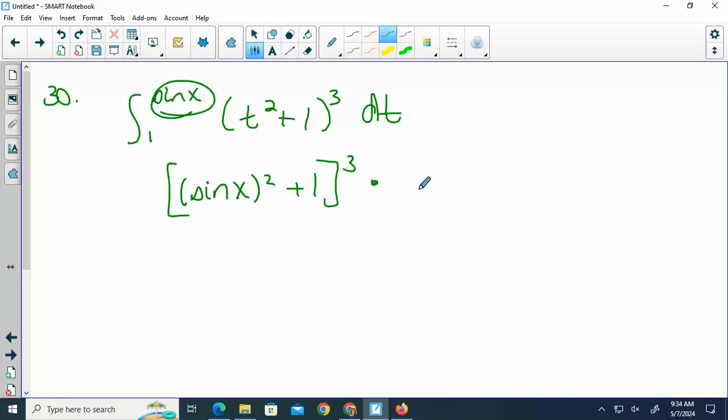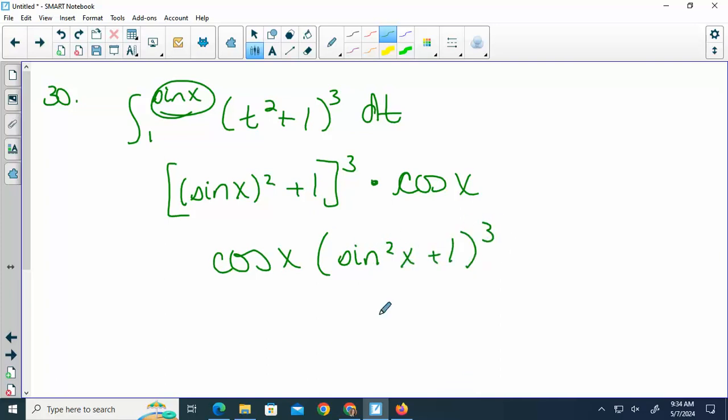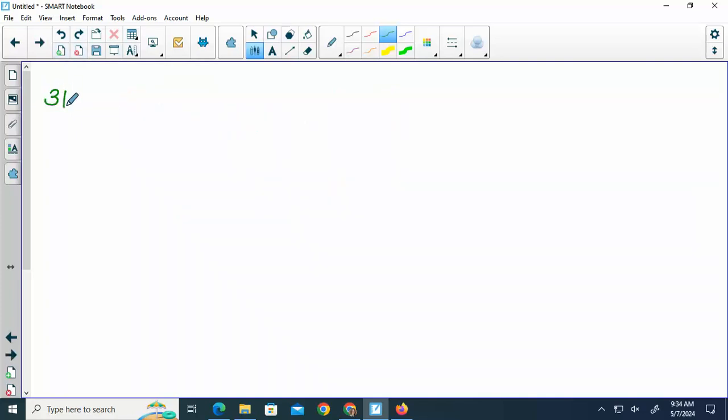And then what do we have to multiply by? Derivative of sine, because of the chain rule. So it just becomes cosine x times sine squared x plus 1 cubed. So just remembering that derivative and integral are opposites of one another. If it went from a variable up to a number, how do you flip it? Negative.